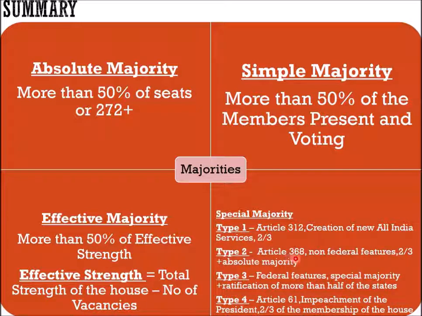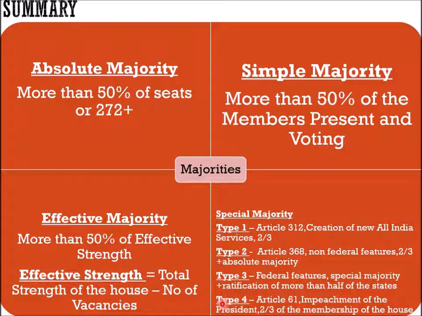Type 2 deals with Article 368, which deals with non-federal features. Here we need 2 out of 3 proportion of the members present and also absolute majority in order to pass bills dealing with Article 368. Coming to type 3, which deals with federal features, here the need is special majority plus a ratification of more than half of the states. That is because it deals with federal features, which deals with both center as well as the state.